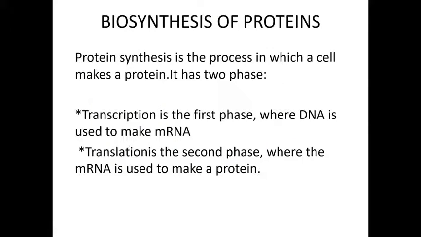Now we will see the biosynthesis of protein. Actually, the biosynthesis of the protein has two phases. One is transcription, that is, DNA is used to make mRNA. Transcription is the first phase of the biosynthesis of protein, where the DNA strand is used to make the mRNA. And the second is translation, where the mRNA is used to make the protein. So this is how the DNA is converted to protein.